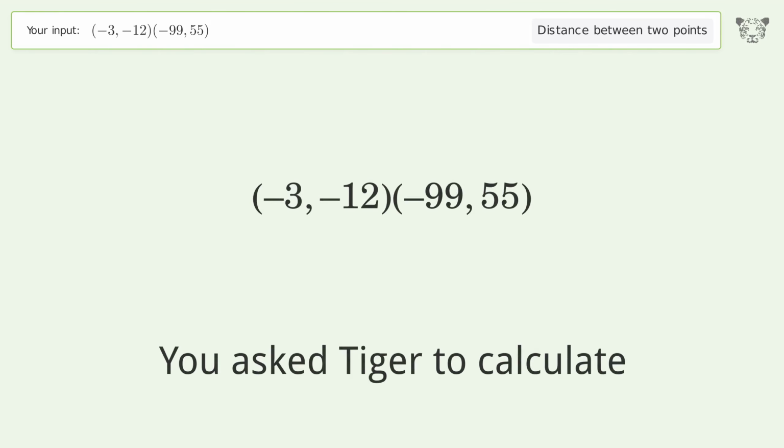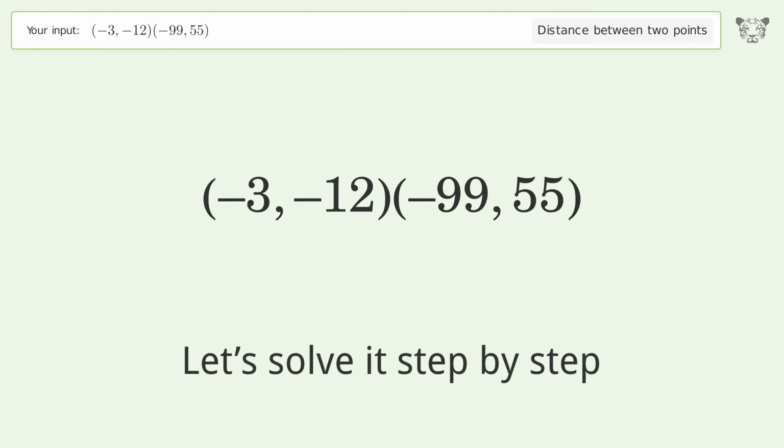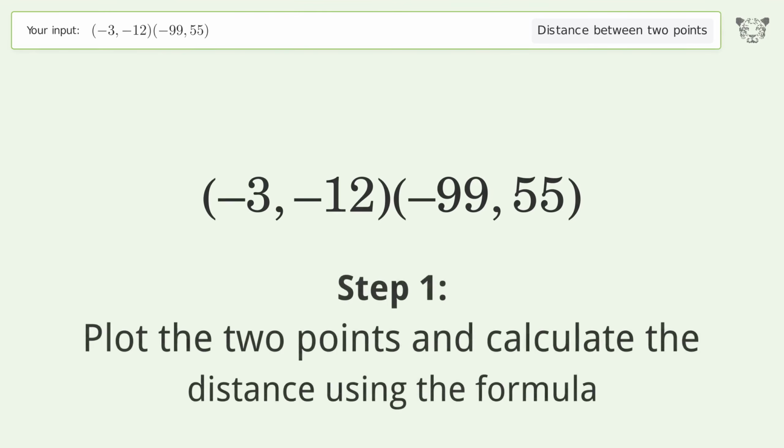You ask Tiger to calculate. This deals with the distance between 2 points. The distance between the 2 points is the square root of 13,705, or 117.068. Let's solve it step by step. Plot the 2 points and calculate the distance using the formula.